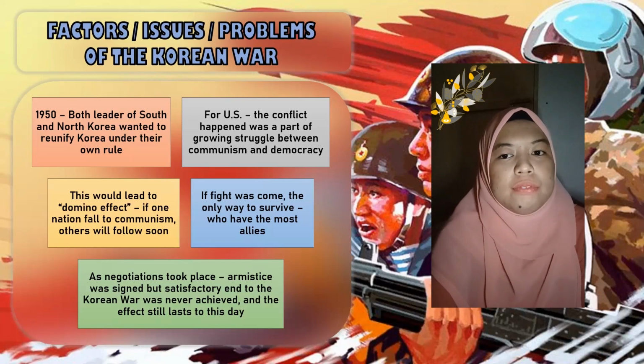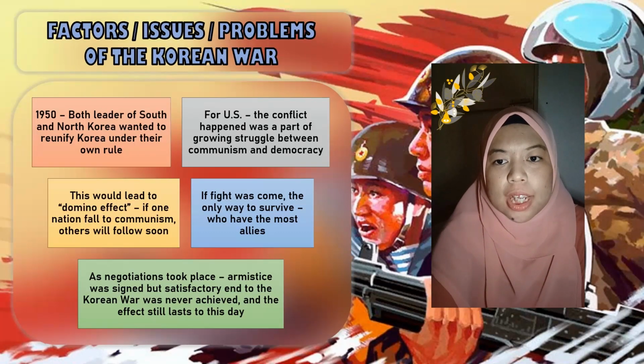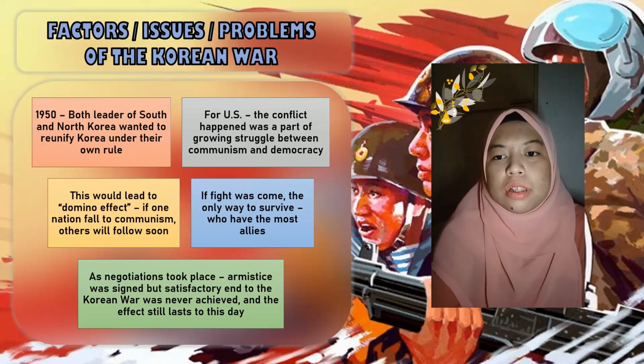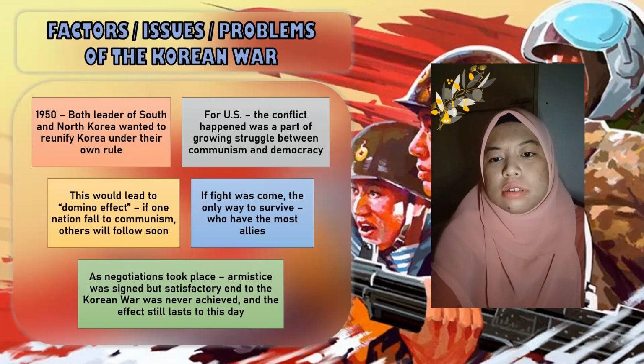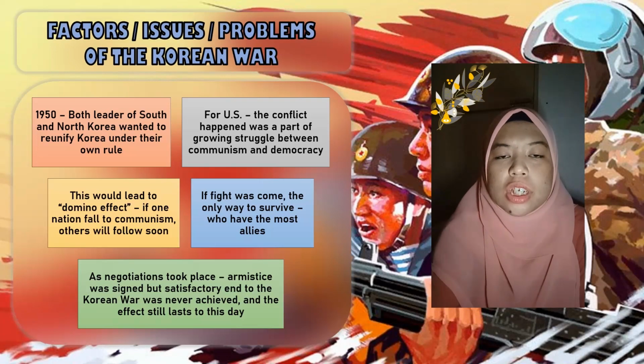Ultimately, the nation was divided along the 38th parallel, and in a bid to pacify the Soviet Union, Soviet forces were allowed to take control of the north, and the Americans would take control of the South. Nobody, by the way, had bothered to ask the Koreans what they themselves wanted. By 1950, both leaders wanted to reunify Korea under their own rule, and border skirmishes between the two nations were common.